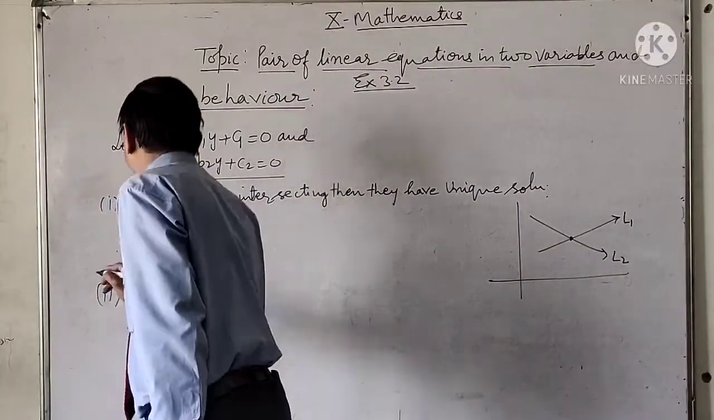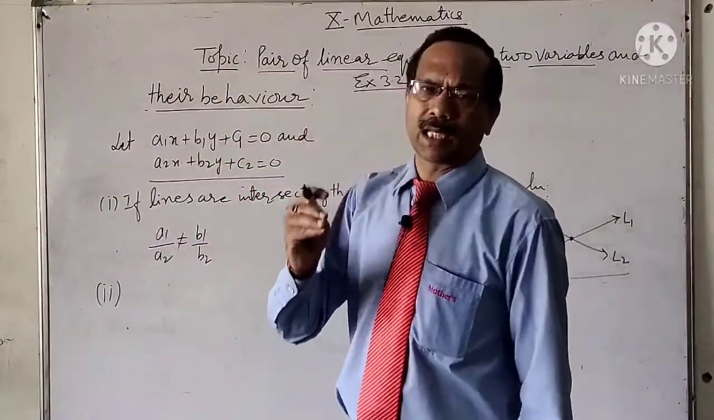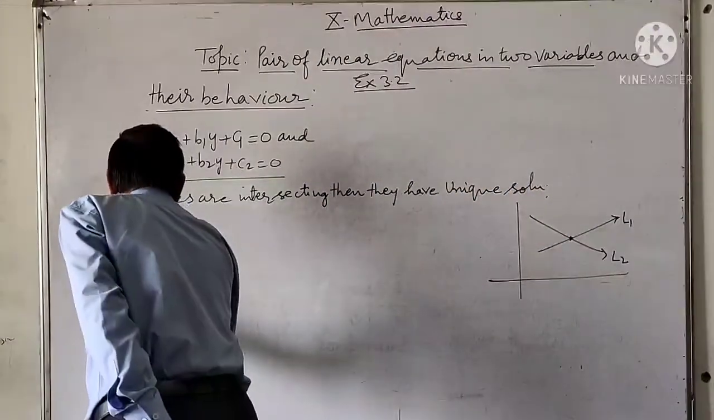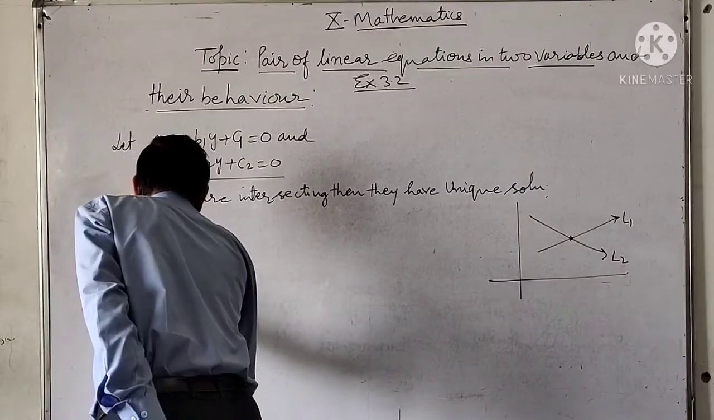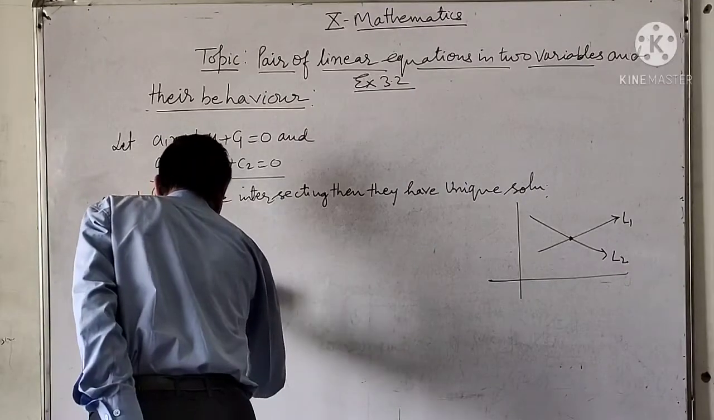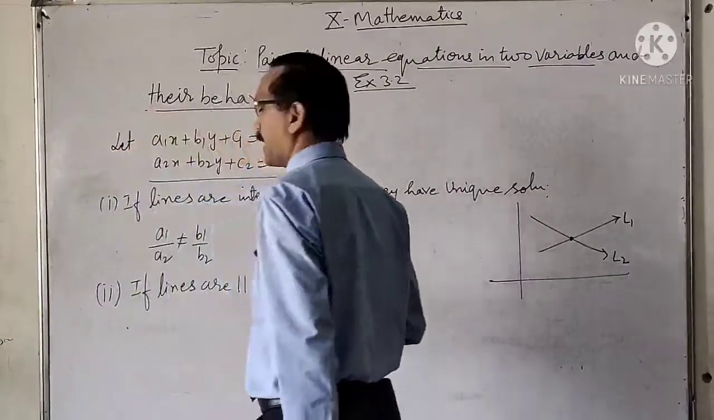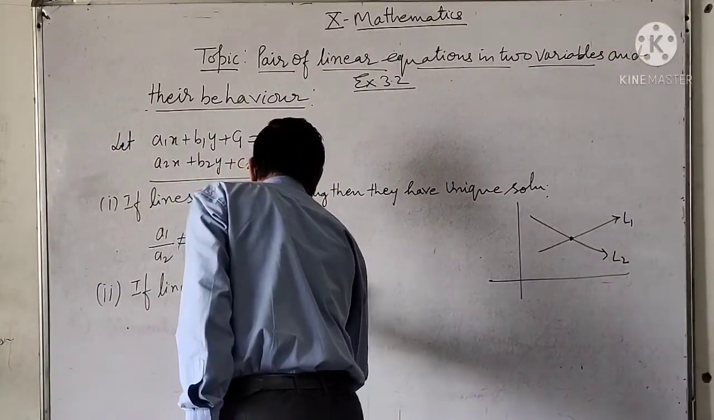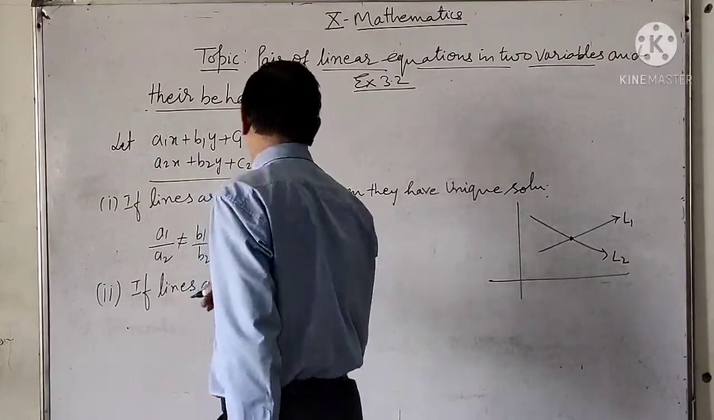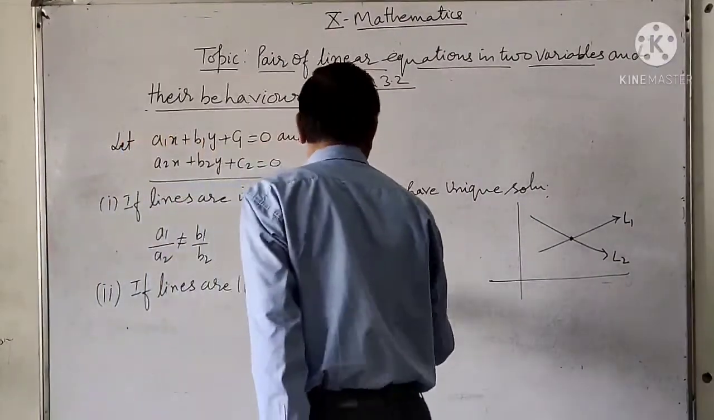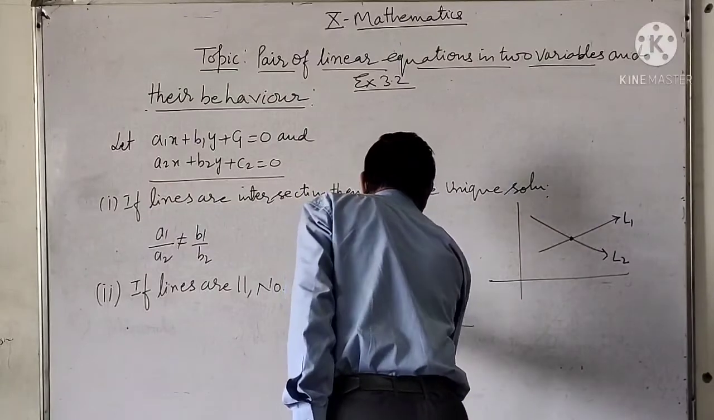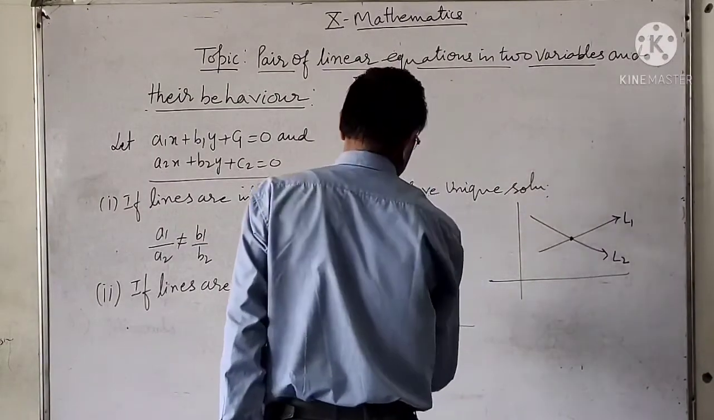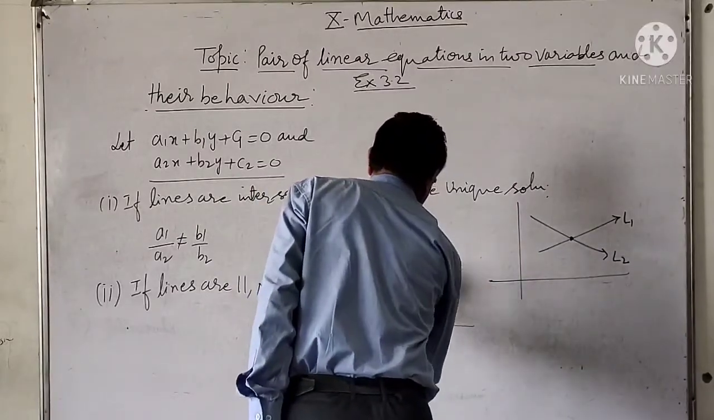Second case, lines are parallel. If lines are parallel, then they have no solution. No solution. And the figure is like that. Lines are just parallel.